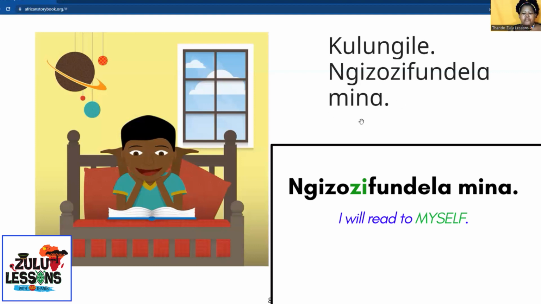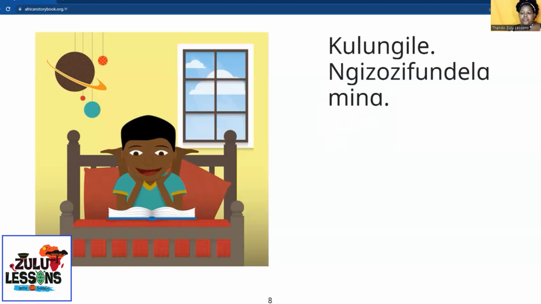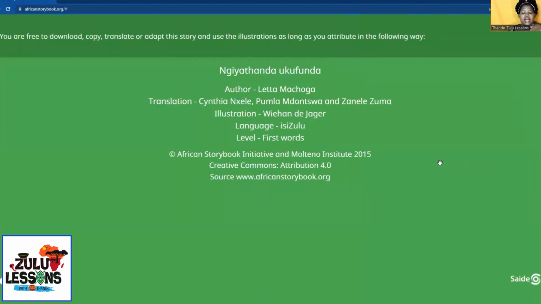Here we've got an emphasis. He's saying I, and you're saying me, and he's saying me or myself again. So me, myself, and I, basically, it's that kind of thing that we have here. He's talking about himself and he said, I will read to myself. Okay, so that mina is simply emphasizing that myself. That is the end of this lesson.